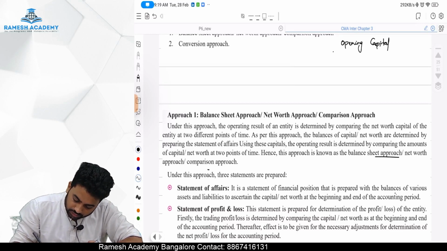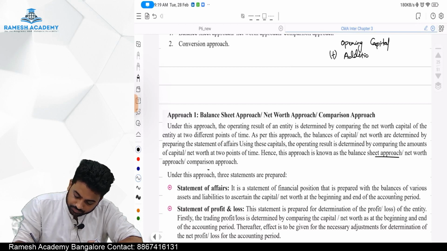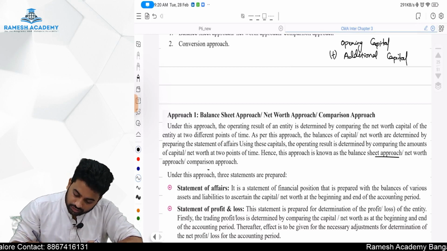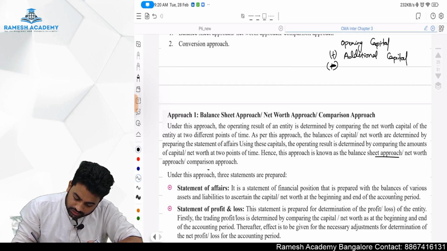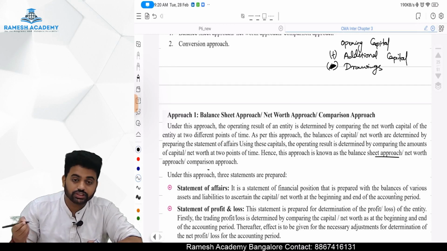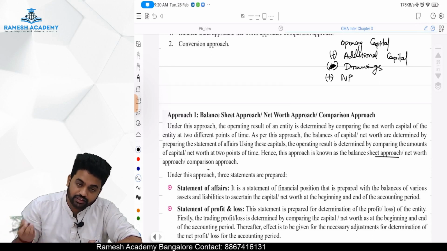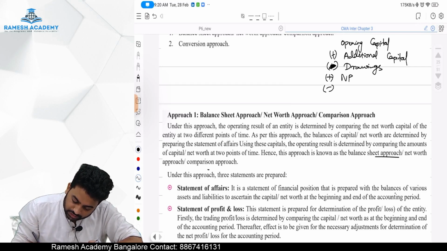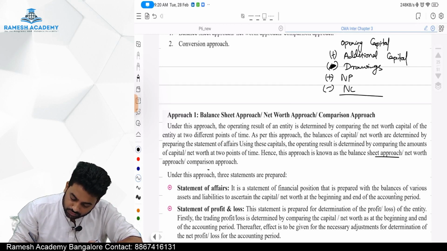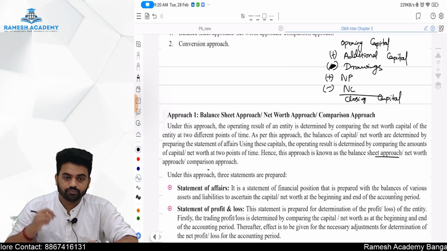To that, we add the additional capital introduced during the year. From that, we reduce the drawings during the year, because that will go out of the capital, no? To that, we add the net profit for the period. From that, we reduce the net loss for the period. We will arrive at the closing capital.